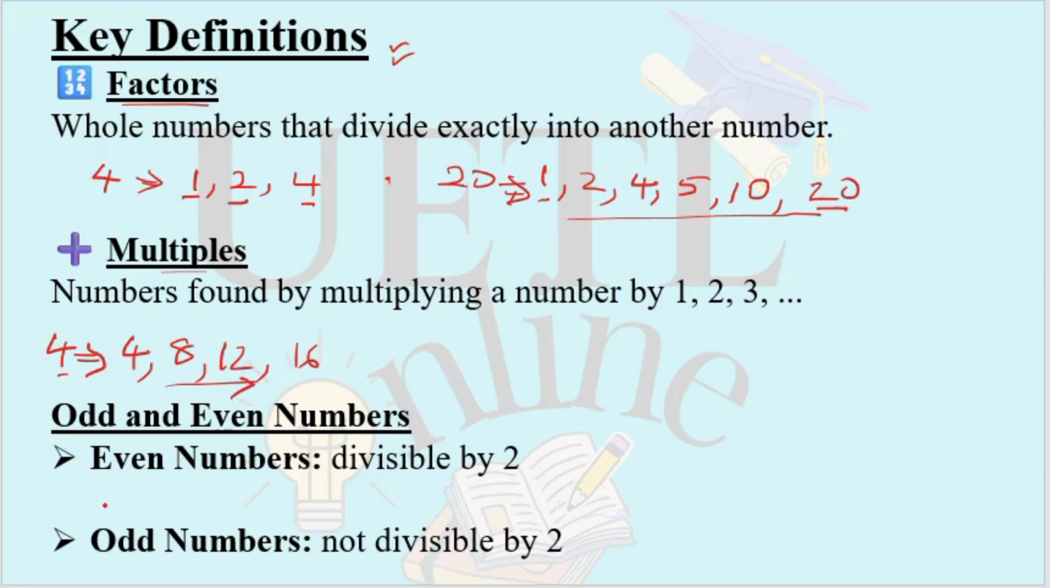Then let's talk about odd and even numbers. These are easy. Even numbers are every number which is divisible by 2. We start from 0, which is divisible by 2, then 2, 4, 6. These are even numbers. Then odd numbers are the numbers which are not divisible by 2. This means that when you divide them by 2, there is a remainder of 1. These numbers are 1, 3, 5, 7, 9, and so on. Every number divisible by 2 is an even number, and every number that is not divisible by 2 is an odd number.